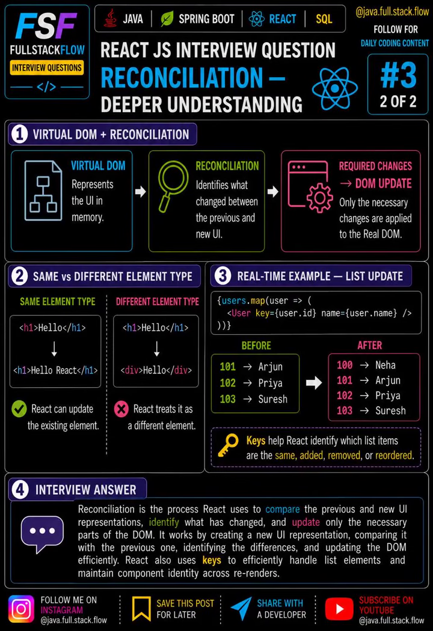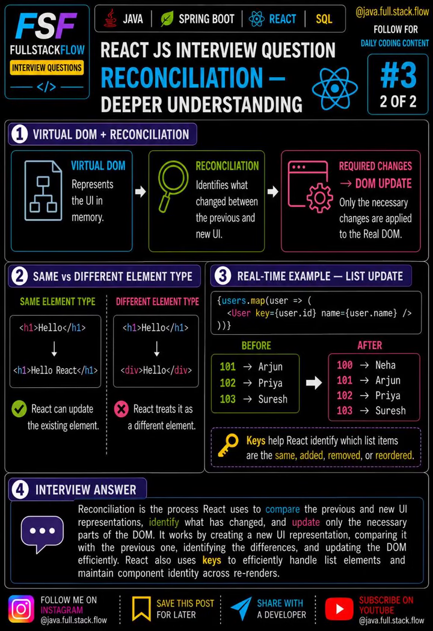Now that we understand the reconciliation process, let's go a little deeper and understand how React actually handles these changes. First, let's understand the virtual DOM and reconciliation. The virtual DOM represents the UI in memory. When the state or props change, React creates a new UI representation. Reconciliation then compares this new representation with the previous UI representation and identifies what has changed. After identifying the differences, React applies only the necessary changes to the real DOM. So in simple terms, the virtual DOM represents the UI, reconciliation identifies the changes, and React updates the real DOM.